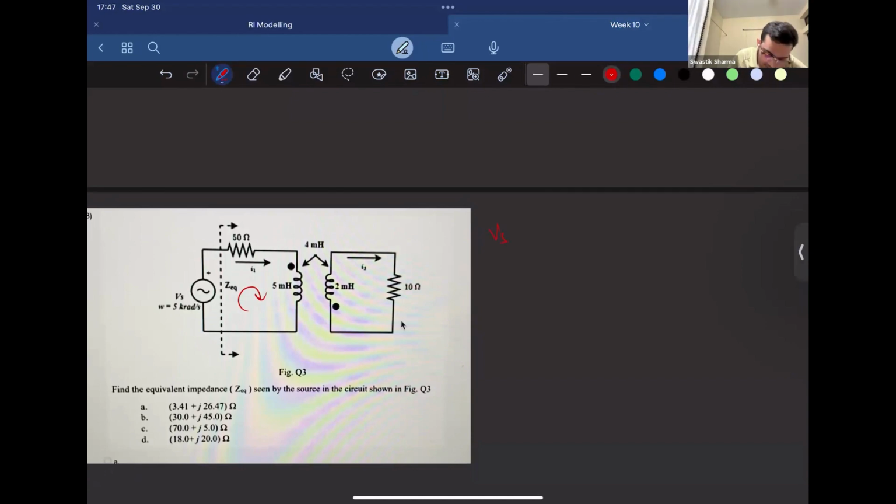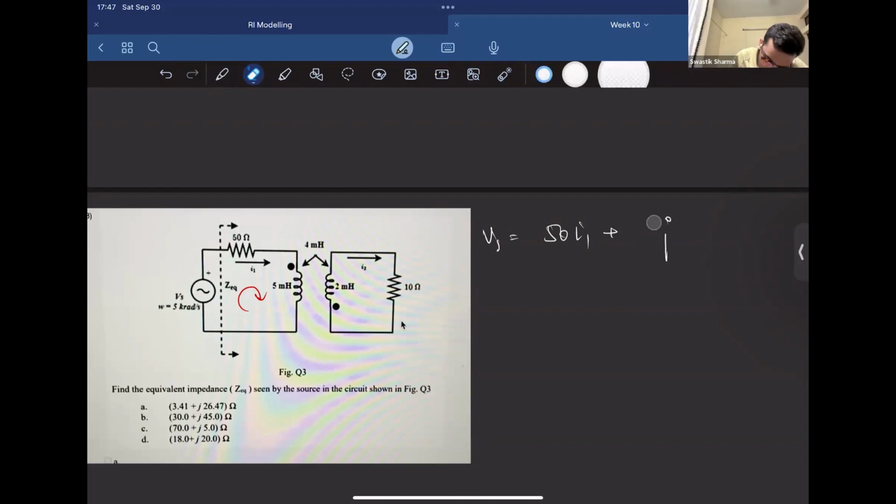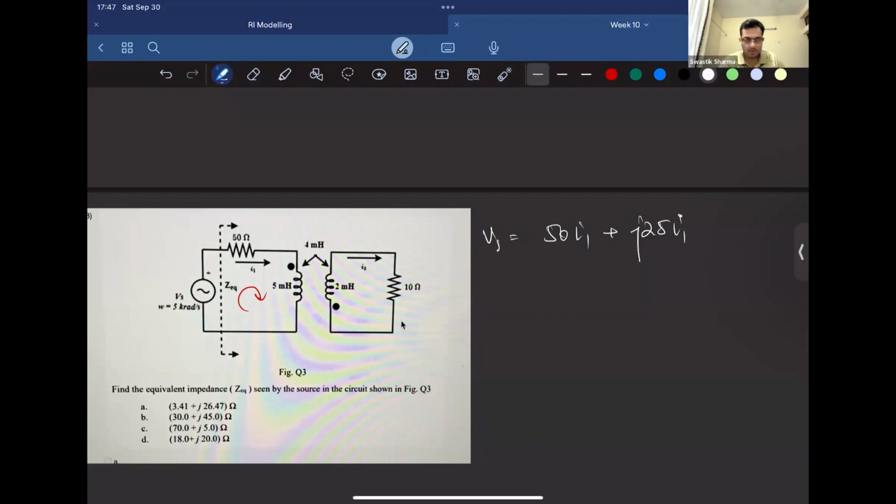What is it? It's Vs equals 50 times I1, right? Plus, if I write, it would be j omega, which is 5,000 times 5 milli, which is 25 only, right? So 25 I1 won't be visible. This is equal to 50 I1 plus 25 times I1. Now, what's happening in the other circuit, it's entering this terminal, right?